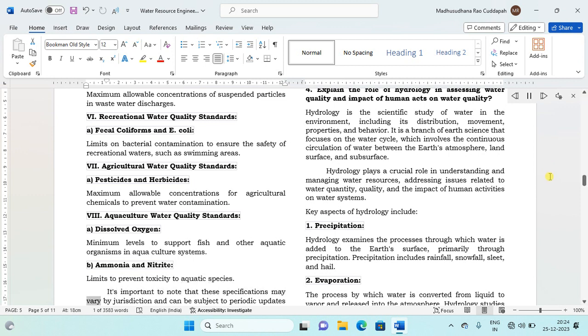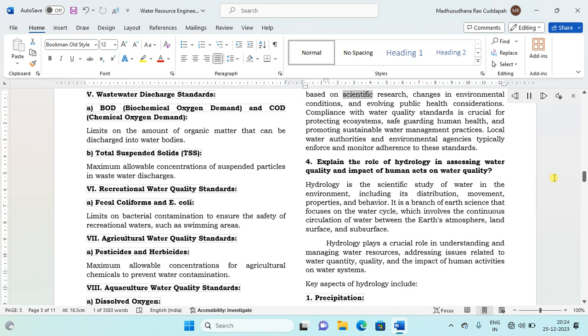It's important to note that these specifications may vary by jurisdiction and can be subject to periodic updates based on scientific research, changes in environmental conditions, and evolving public health considerations. Compliance with water quality standards is crucial for protecting ecosystems, safeguarding human health, and promoting sustainable water management practices. Local water authorities and environmental agencies typically enforce and monitor adherence to these standards.